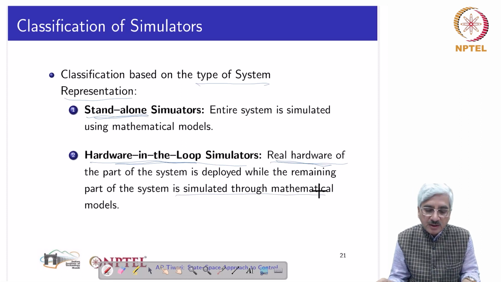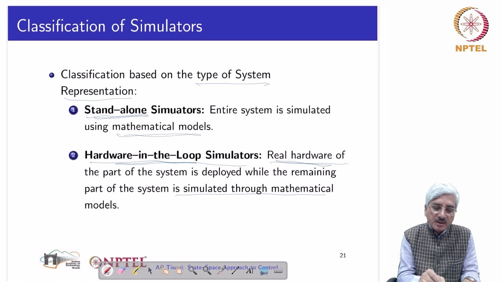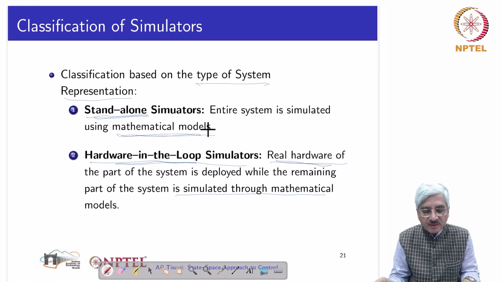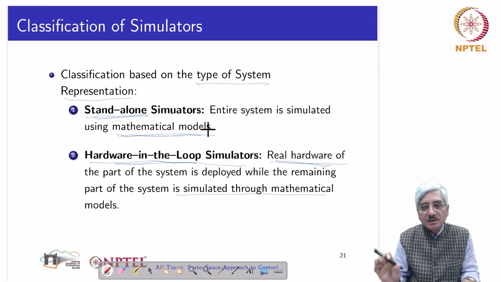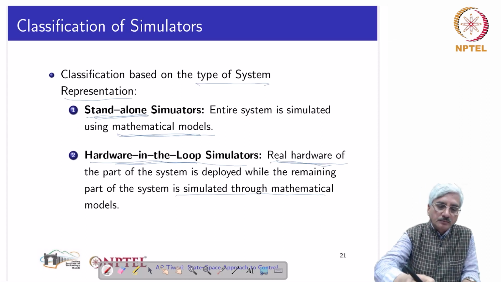So in the standalone simulators, everything is represented using mathematical models, and in the hardware in loop or HIL simulators, some part exists in real hardware, remaining part exists in the mathematical simulation in a computer, and the interface between the hardware and the simulation system in the computer is through analog to digital and digital to analog conversion.